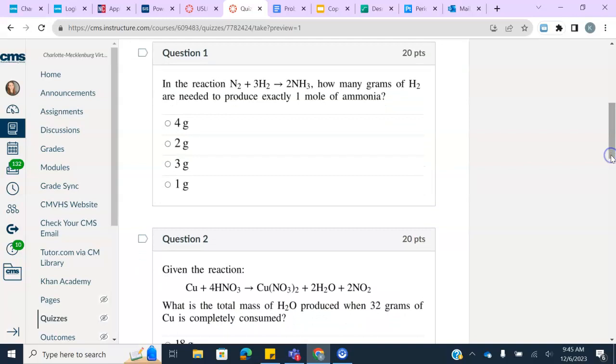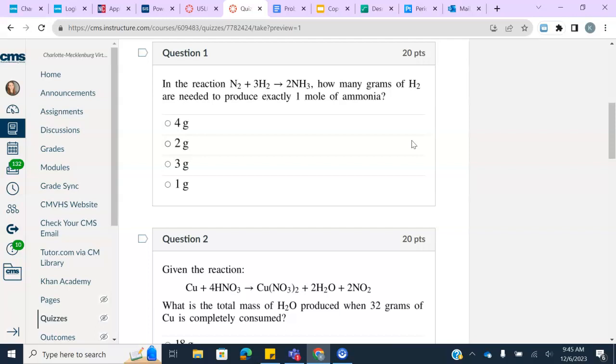So I'm going to do question 1 and I'm going to show you the process, and again it's just going to be step-by-step taking you through. It says in this reaction, nitrogen plus hydrogen will yield 2 ammonia. How many grams of hydrogen are needed to produce exactly 1 mole of ammonia? Anytime we're doing a stoichiometry problem, the first thing I want to make note of is what am I starting with and what am I supposed to end up with?